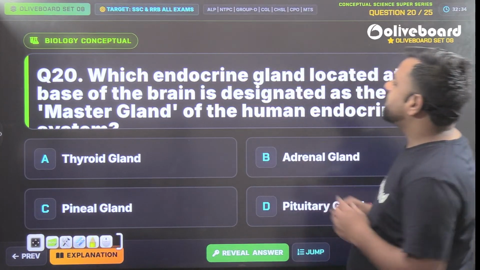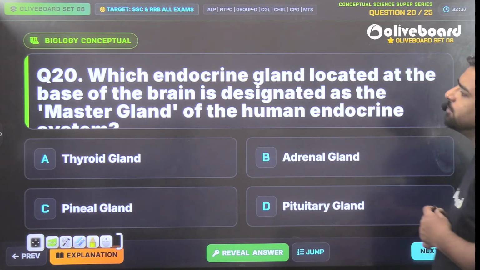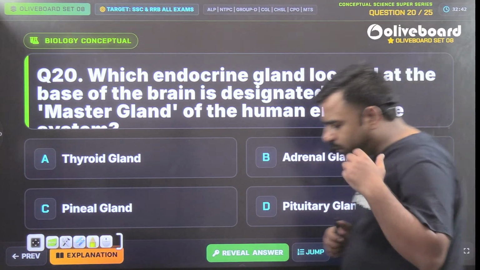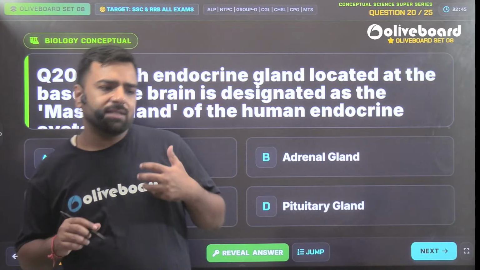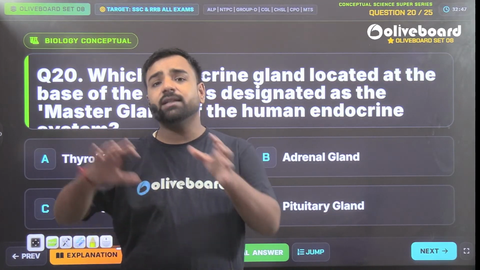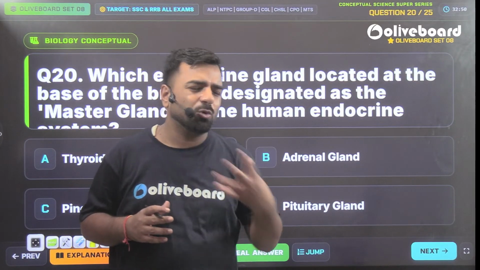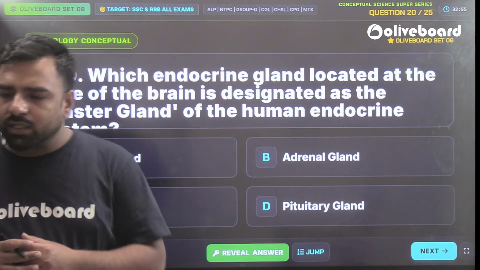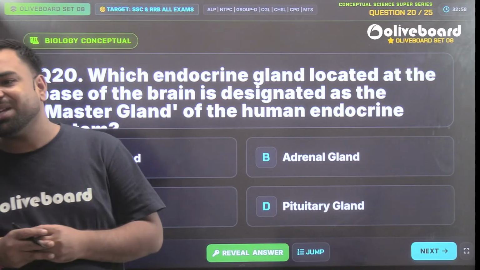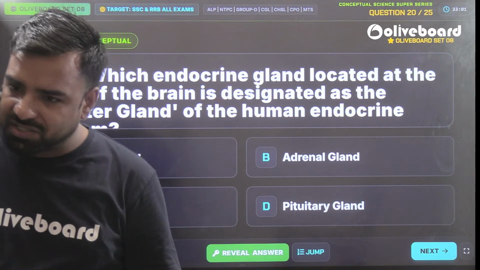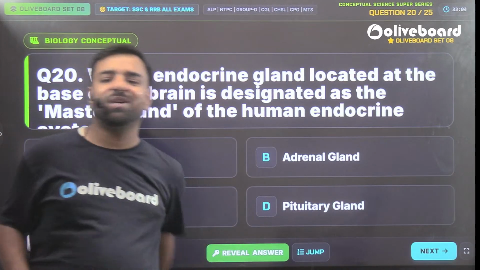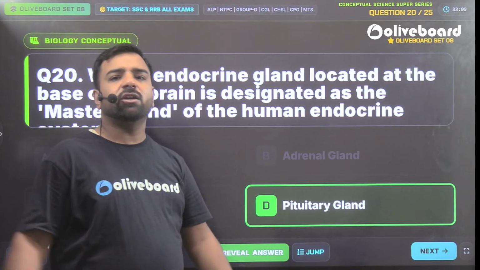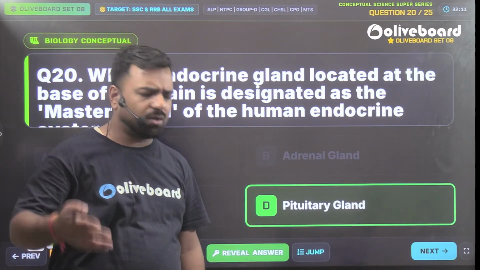Next, which endocrine gland located at the base of the brain is designated as the master gland of the human endocrine system? Now, what is the endocrine system? The endocrine system is a system from which hormones are secreted. Hormones can be like growth hormone, or emergency hormones like epinephrine, norepinephrine. Utkarsh is going with D, so it's Pitu. Yeah, that's the pituitary gland. So Utkarsh, Vignesh, Harry, Ankita, salute to you guys. You all are correct. So here the pituitary gland is known as the master gland because it can control all the other glands, whether it's the thyroid or any other endocrine gland.